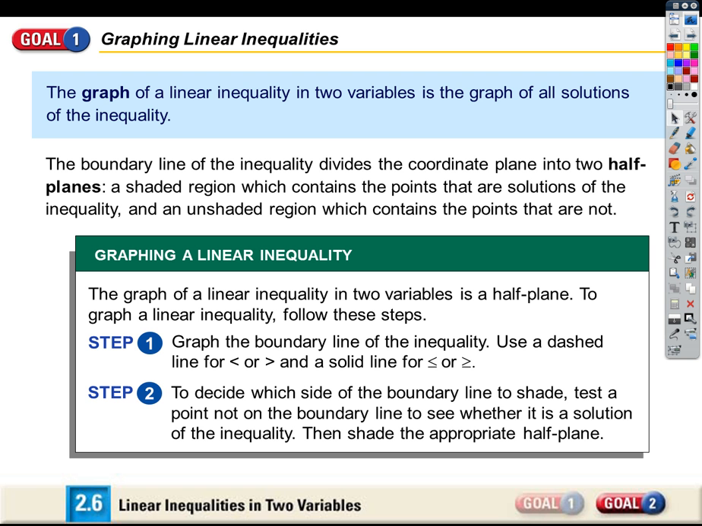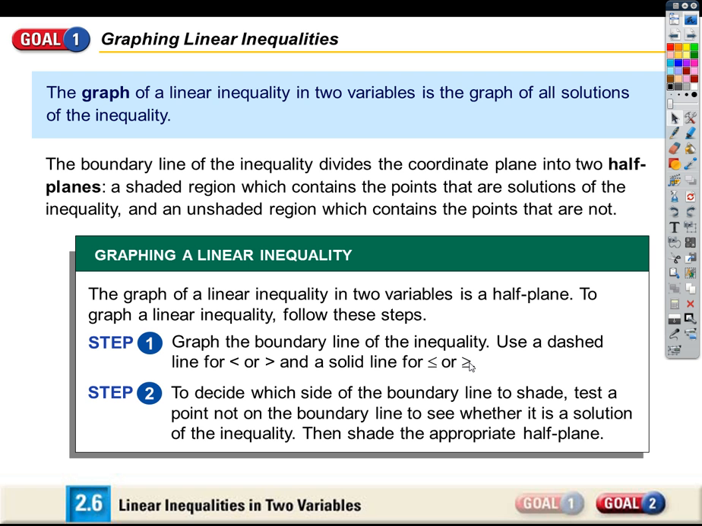Now, here's one important thing about that. If the inequality includes an equal sign, then the boundary line is part of the solutions, right? And so I would graph it as a solid line. If the inequality doesn't include an equal sign, if it's either less than or greater than, then it's only a boundary line, so it's got to be dashed. Points on that line are not included in the solutions. It's just the boundary. So dashed if it's without an equal sign, solid if it's with an equal sign.